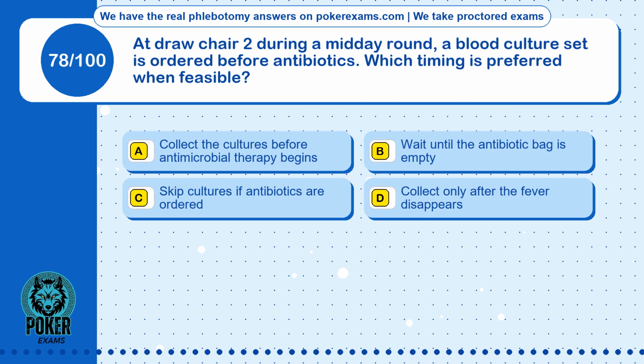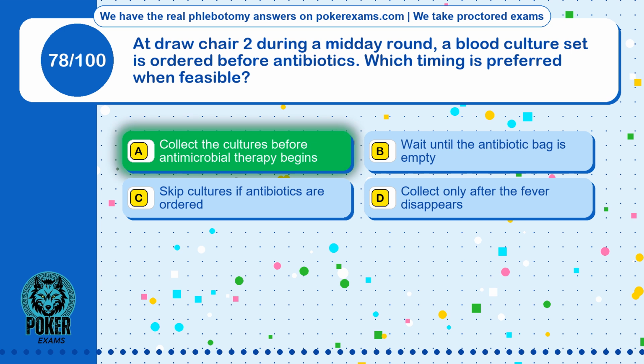Question 78. At Draw Chair 2 during a midday round, a blood culture set is ordered before antibiotics. Which timing is preferred when feasible? Option A. Collect the cultures before antimicrobial therapy begins. Option B. Wait until the antibiotic bag is empty. Option C. Skip cultures if antibiotics are ordered. Option D. Collect only after the fever disappears.